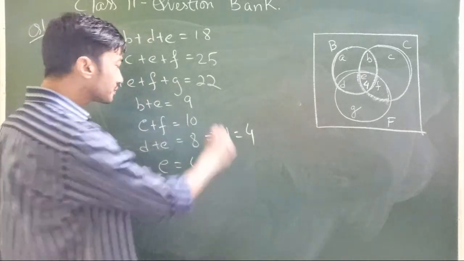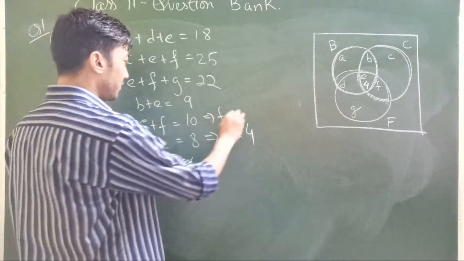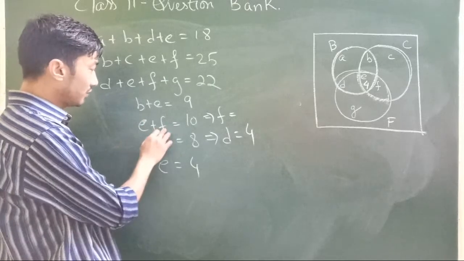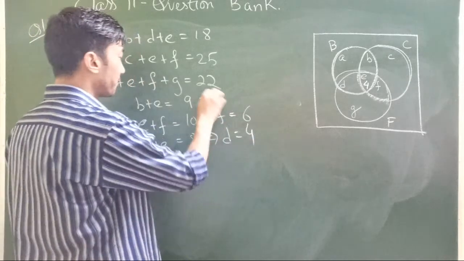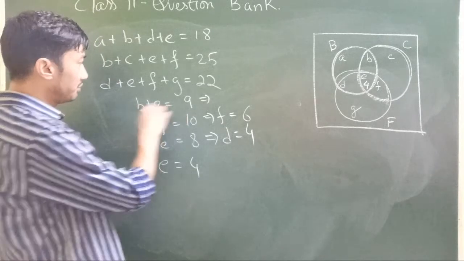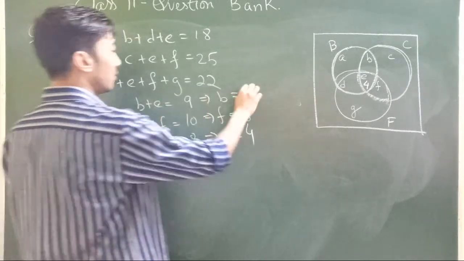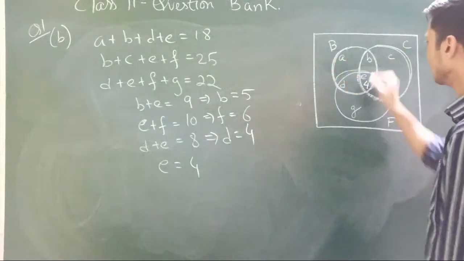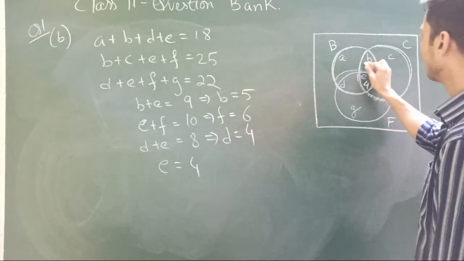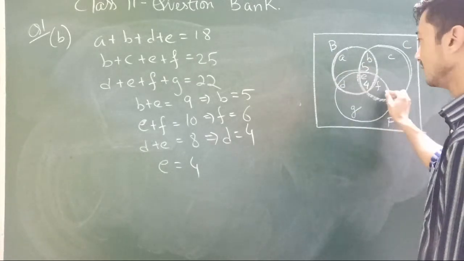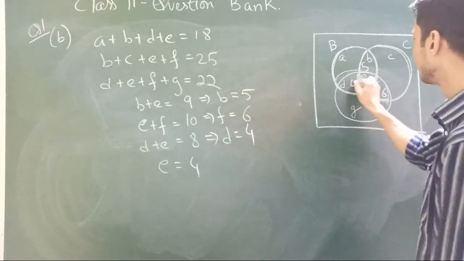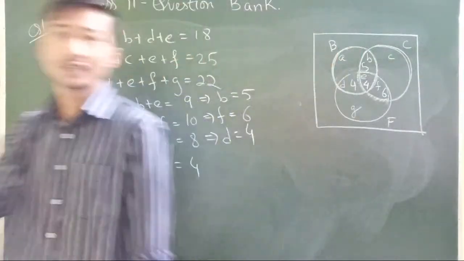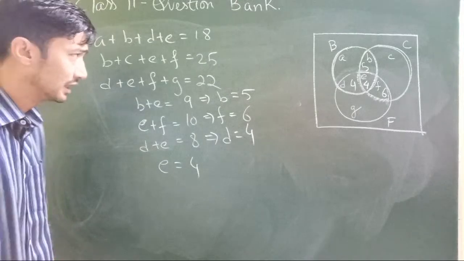Like, just to save some time. Here, F. F will be 10 minus value of E is 4. So F will be 10 minus 4, that's going to be 6. And what will be the value of B? Here B will be 9 minus 4, that's going to be 5, straight away. So if you wish, we can note down the values also. That is like B is 5, F is 6, and D is 4. That will help us. So you should have a bigger diagram and a clear diagram so that it doesn't get too confusing.